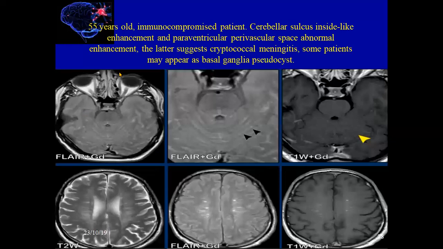This patient is a 55-year-old gentleman. He was an immunocompromised patient. He has enhancement here in the cerebellum, in the sulcus. Also in the paraventricular and perivascular spaces there was abnormal enhancement. That was suggested to be cryptococcal meningitis. Some patients may appear as basal ganglia pseudocysts.